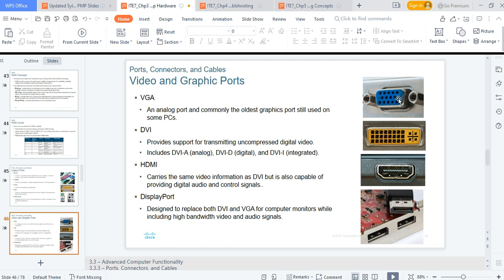VGA, this is always 15 pins. So this is DVI. Most of these things were used then with respect to videos. All of these things, videos, HDMI. But this is more recent now. Some systems still have VGA. You rarely see this again. You rarely see this again. So all these are for what? For display.